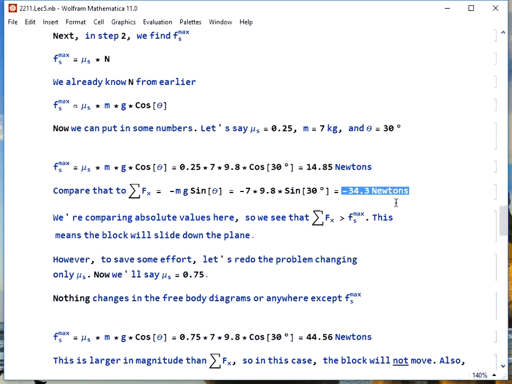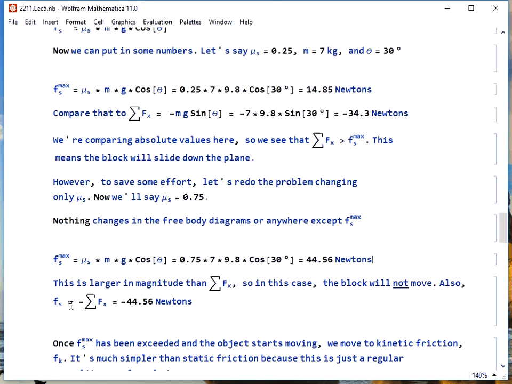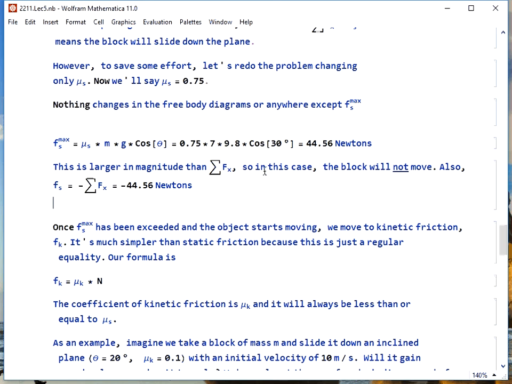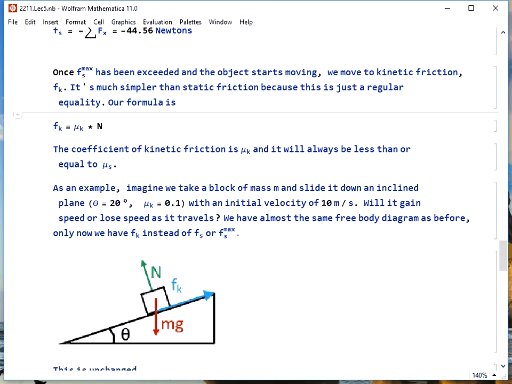This is larger than the applied force, so this block is not going to move. And the actual frictional force in this case is just the negative of the applied force, negative 44.56 newtons. Once we've gone over Fs max, then we've got to go back to kinetic friction. That's something simple again, but it's simpler than static friction. We still have to use this, but we don't ever assume that we're going to be using this unless we're told the block or whatever is already moving.